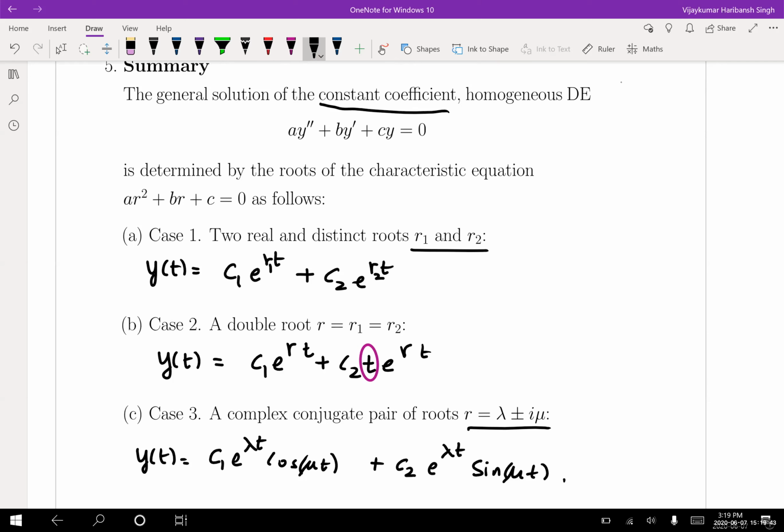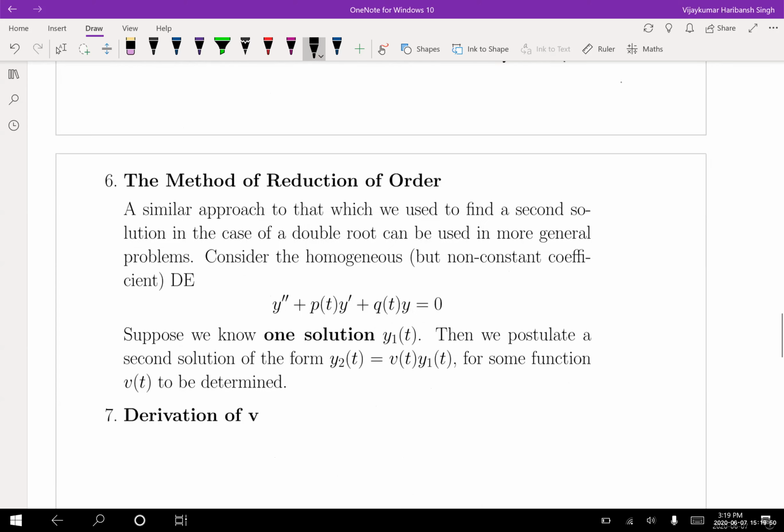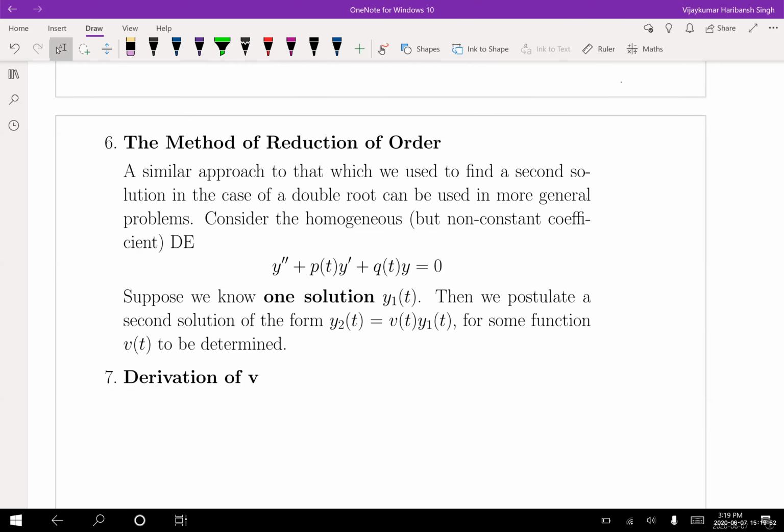Now, what about non-constant coefficients? Okay, so let's work on that. A similar approach that can be used to find a second solution in case of a double root can be used to solve more general problems. Now consider the homogeneous differential equation y double prime plus p(t) y prime plus q(t) y equals 0. And we already know one solution, which is given to you as y1(t). Now note that there's no corresponding characteristic equation here.